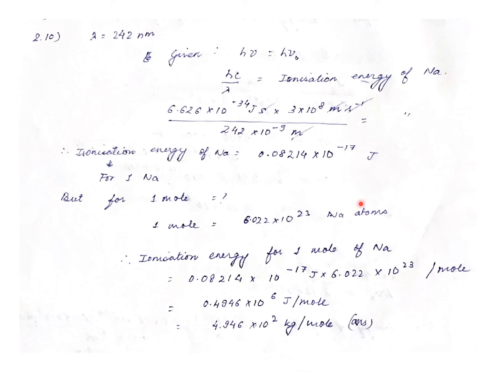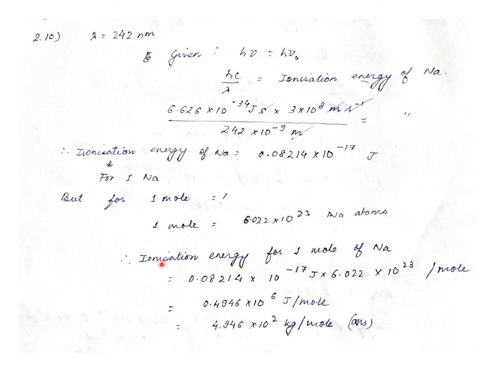So that means first of all you need to convert this joule into kilojoule, and also this energy value is just for one sodium atom. You need to calculate it for 1 mole of sodium atom, and we know that 1 mole equals 6.022 into 10 to the power of 23 sodium atoms. So you just have to multiply it by this particular energy.